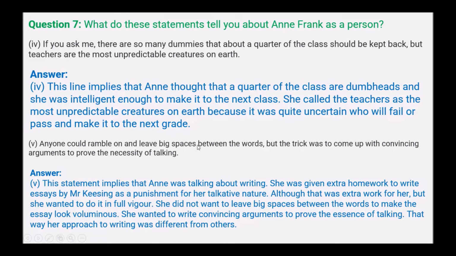"Anyone could ramble on and leave big spaces between the words, but the trick was to come up with convincing arguments to prove the necessity of talking." This statement implies that Annie was talking about writing. She was given extra homework to write essays by Mr. Kinson as a punishment for her talkative nature. Although that was extra work for her, she wanted to do it with full vigor. She did not want to leave big spaces between the words to make the essay look voluminous. She wanted to write convincing arguments to prove the essence of talking. That way her approach to writing was different from others.